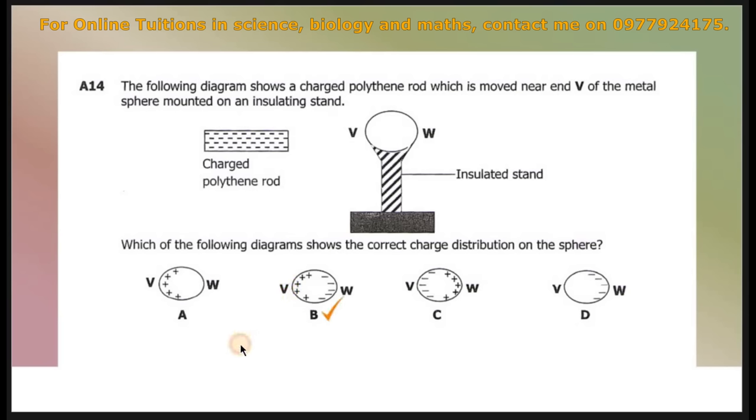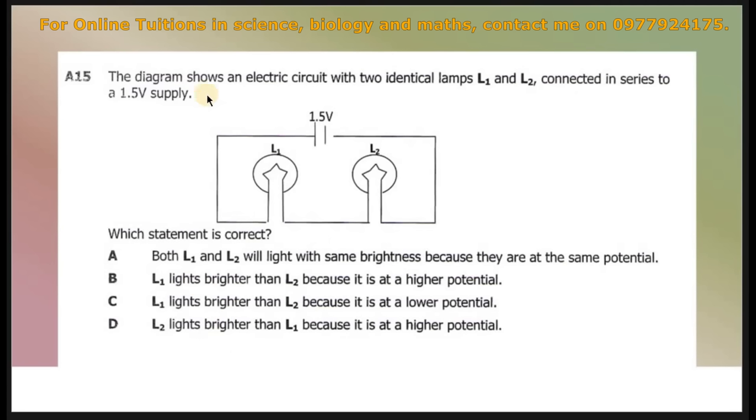Okay. The next we move to question 15, which says the diagram shows an electric circuit with two identical lamps, lamp 1 and lamp 2, connected in series to a 1.5 volt supply. Okay, yeah, so we have lamp 1 and then lamp 2 all connected in series, to a 1.5 volt supply. Then they're saying, which statement is correct? A, both lamp 1 and lamp 2 will light with the same brightness because they are at the same potential. Wrong. These are not at the same potential.